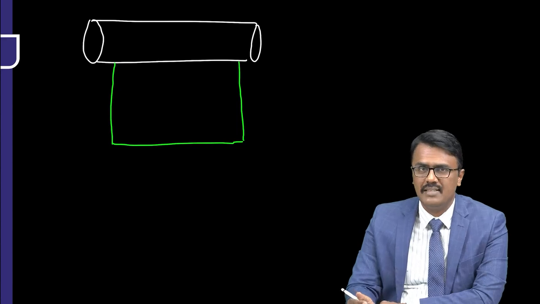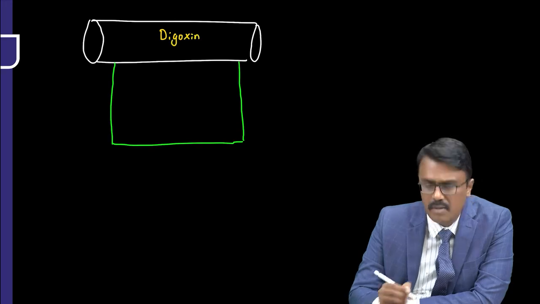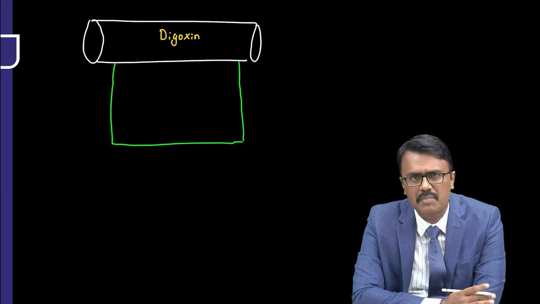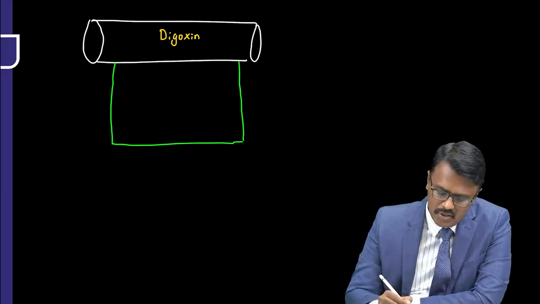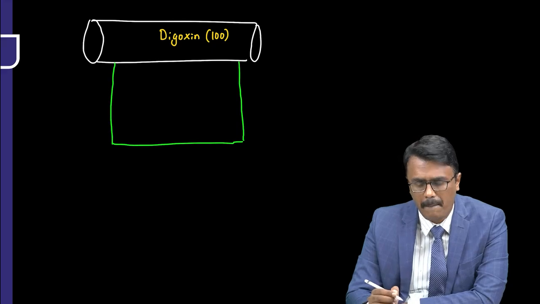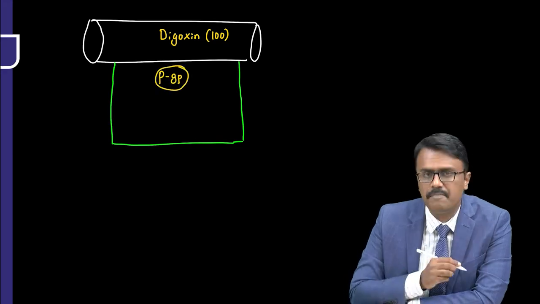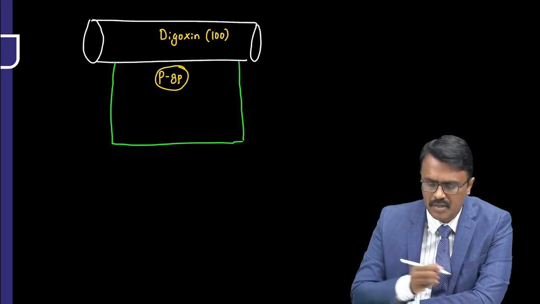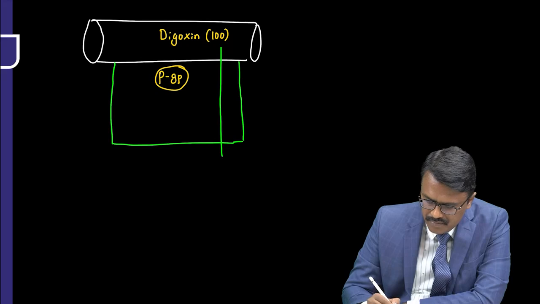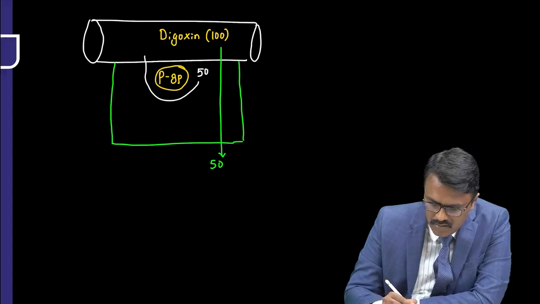Now let me take a classical example. The drug name is digoxin. Digoxin is used in the management of congestive heart failure. We'll discuss that later, don't worry now. Just remember there is a drug called digoxin. Let us understand: we give 100 drugs to the patient orally. What happens? We have P glycoprotein in the intestinal cells. It's like a watchman. Now, when I give 100 drugs, 50 will get absorbed and another 50 will be thrown out by this P glycoprotein.